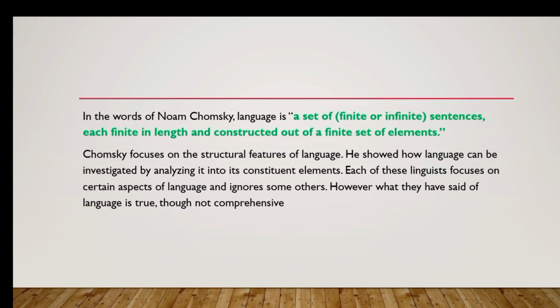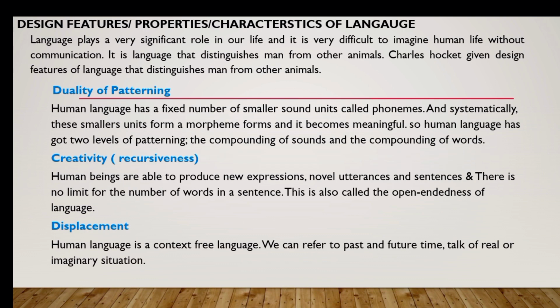Now let's see what the design features are. We know very well that language is a source of communication. Language is a medium through which human beings socialize with one another, and it plays a very important role in our life. It is very difficult to imagine human life without language. And it is language that makes the distinction between animals and human beings. So in this regard, Charles Hockett has given the design features to make the distinction between animals and human beings.